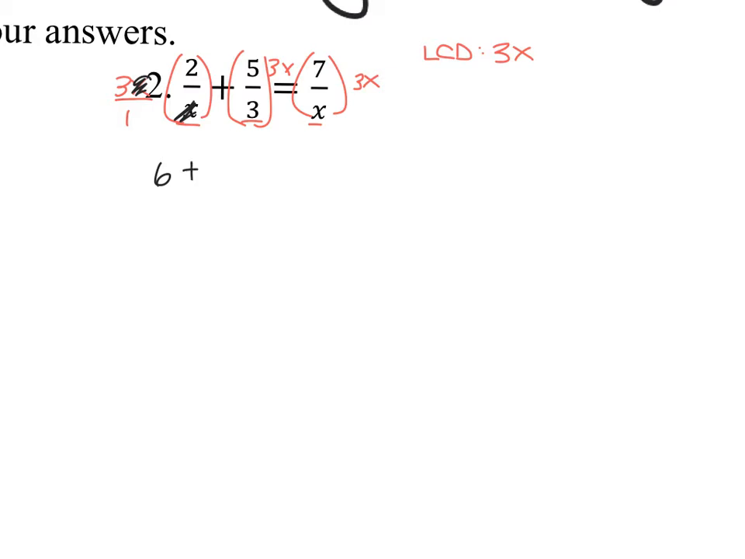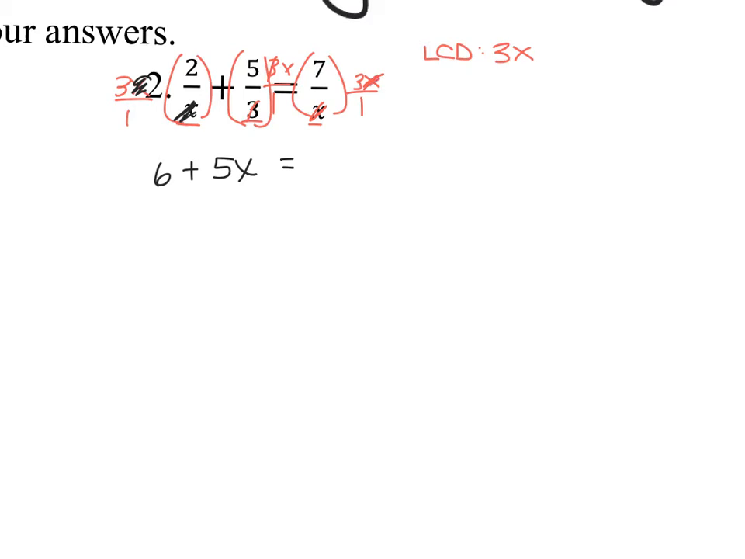Plus, if I now look at my second term, it's the same thing. It's essentially like doing 3 over 1. You cross reduce. My 3's cross out. I'm left with a 5 and an x on the numerator and a 1 on the denominator, which means it just goes away. Equals, and if I do my last one, over 1, my x's are going to cross out.